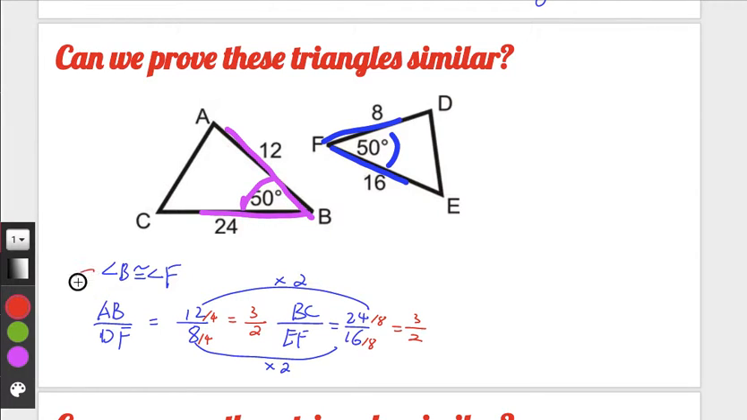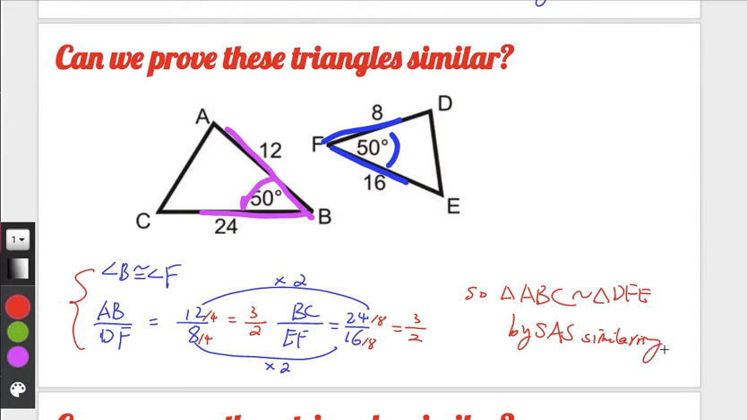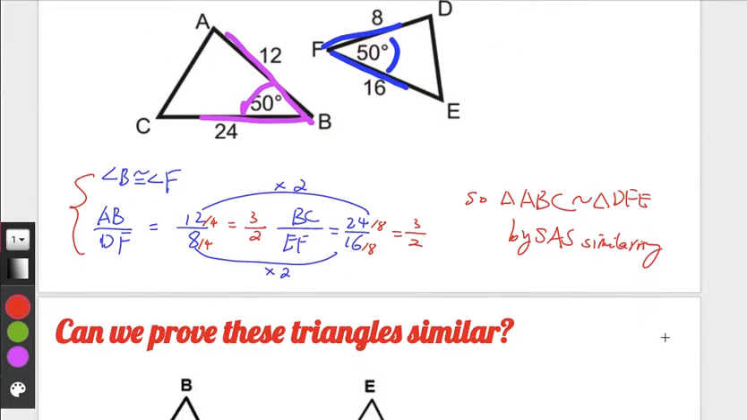So these two pieces of evidence are going to tell us the final conclusion: we can now prove triangle ABC is similar to triangle DFE, but please make sure you follow the same order here. Since we know B is matching F, make sure F is in the middle, DFE, by SAS similarity. Okay, so that's one way to look at this.